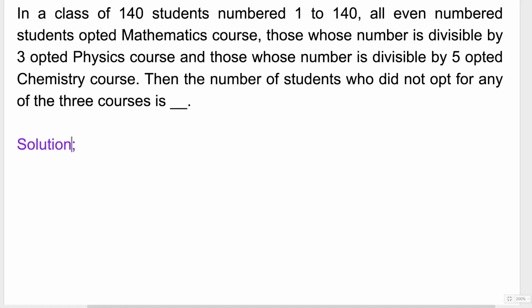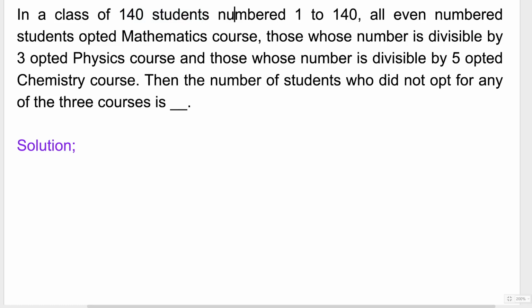Consider this given problem statement. In a class of 140 students numbered from 1 to 140, all even numbered students opted for the mathematics course. Those whose number is divisible by 3 opted for the physics course, and those whose number is divisible by 5 opted for the chemistry course. Then the number of students who did not opt for any of the three courses is what? That is the demand of the problem statement.